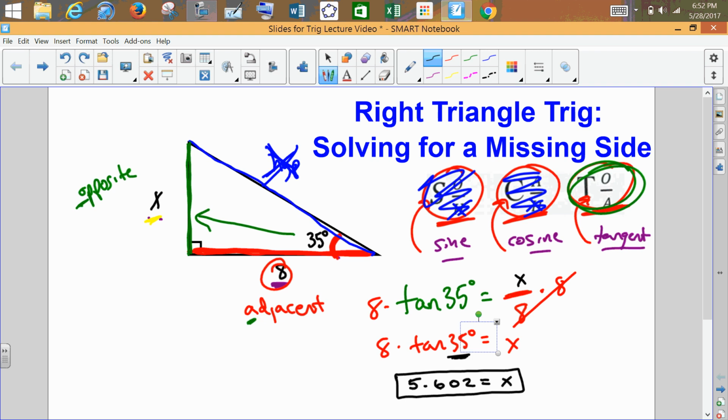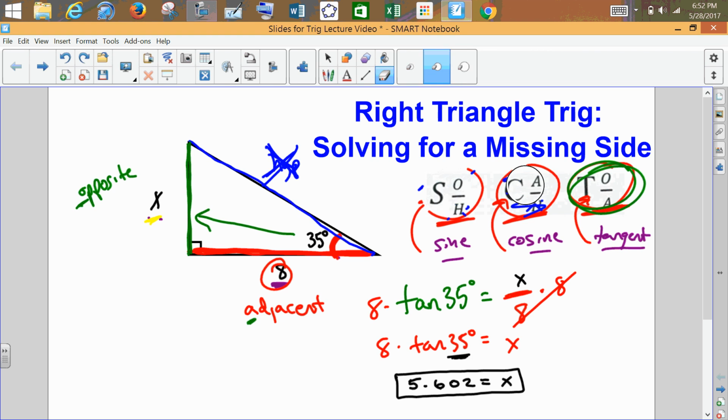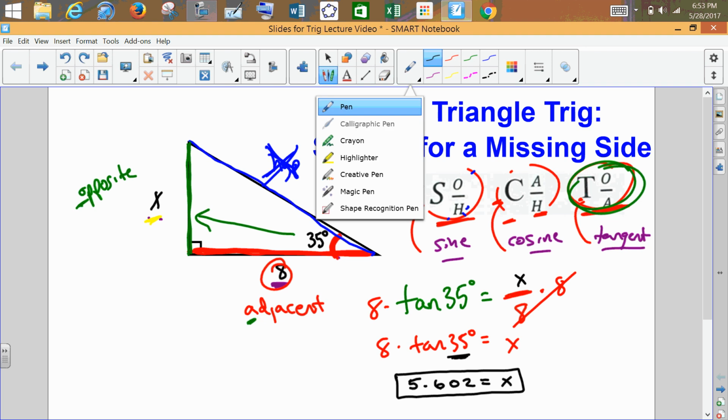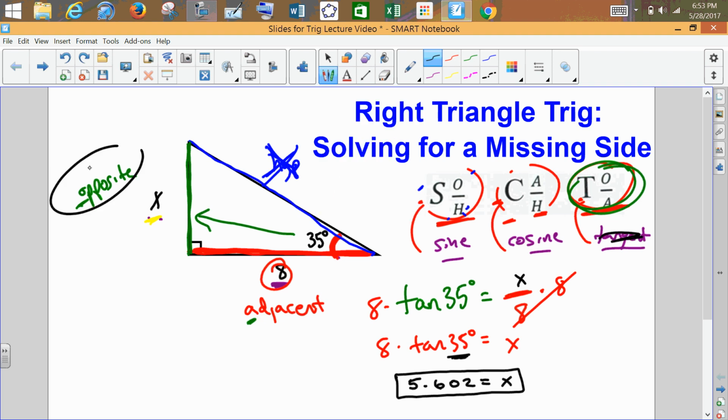So again, this video is just explaining which trig function, sine, cosine, or tangent, to use, given the information presented to me on this triangle. I used my tangent function because I was given both the opposite side and the adjacent side. After my setup, I multiplied both sides by 8, which gives me the length of my missing side to be 5.602.